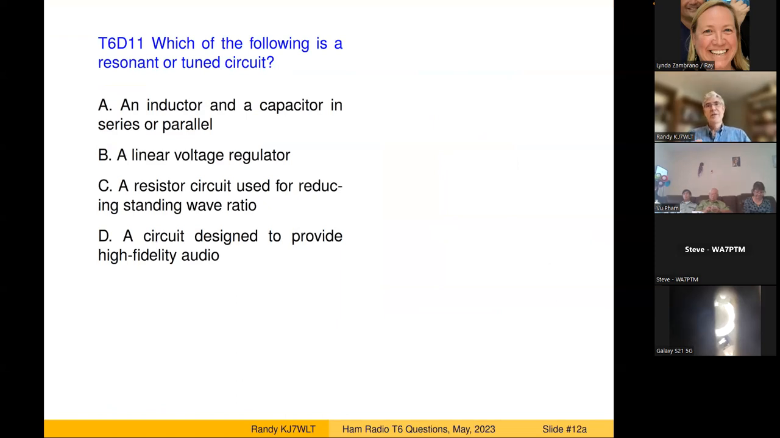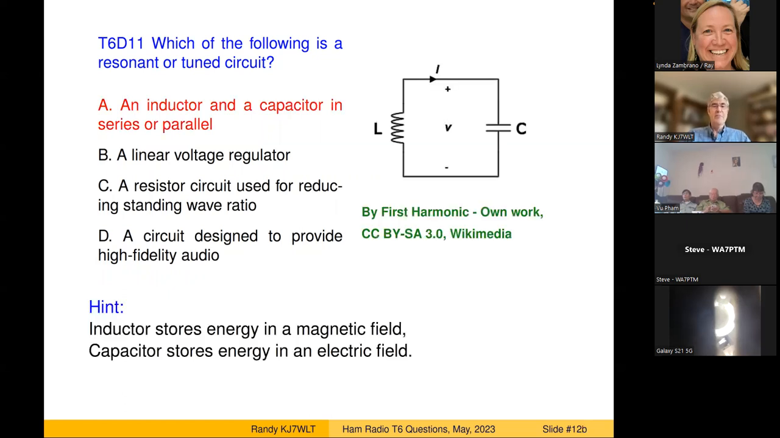Okay, so there's a bunch of questions that are kind of related to what we just looked at. So one of them is, which of the following is a resonant or tuned circuit? Resonant circuit or tuned circuit means the same thing. It means you can tune it to resonate or to oscillate at one particular frequency. So which is the right answer here? Take a look at these. We just saw it in the figure on the previous slide. You can make a tuned circuit by putting an inductor and a capacitor together.